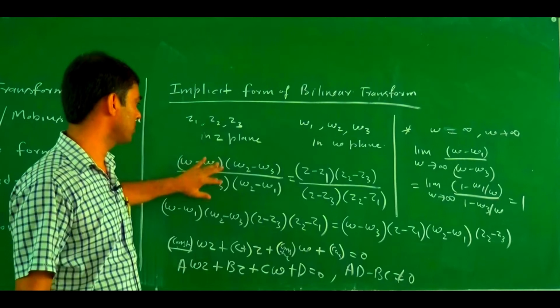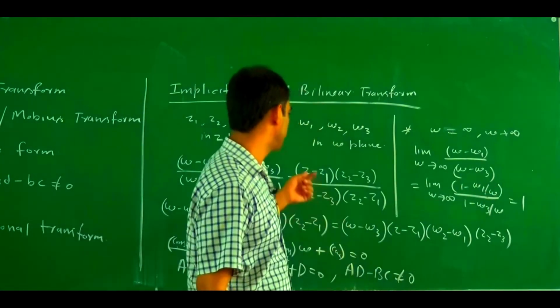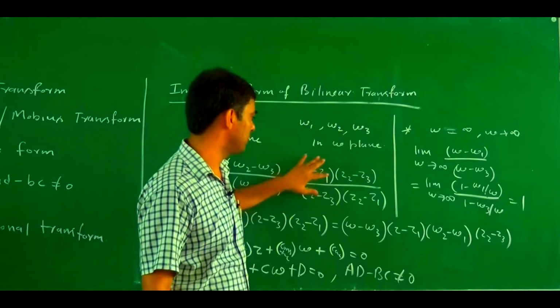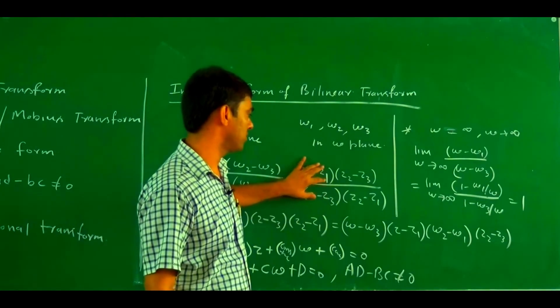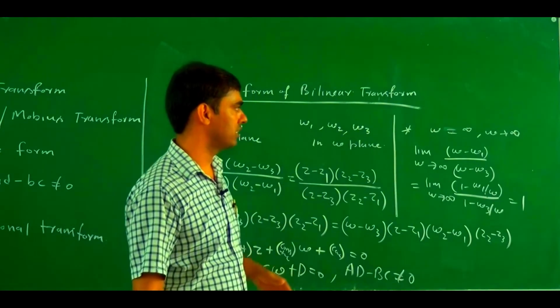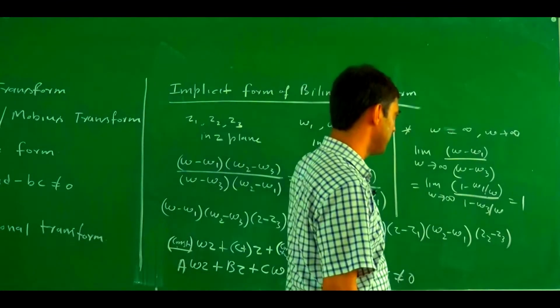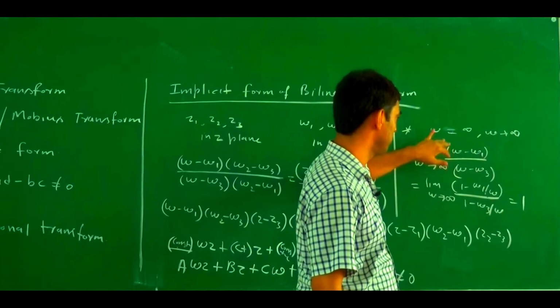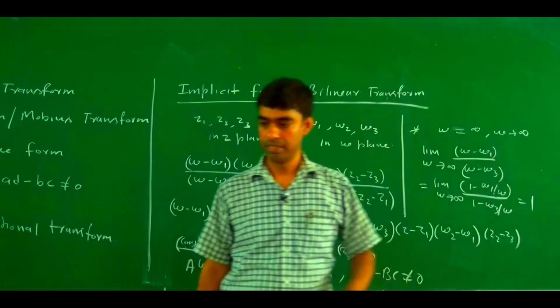So to solve any numerical example, if any value corresponding to z or corresponding to w becomes infinite, then the ratio corresponding to this we consider to be 1. Similarly, if z tends to infinity, then we consider this term and this term. Limit z tends to infinity, then this term divided by this term becomes 1. So to solve a numerical example, we also consider this result.